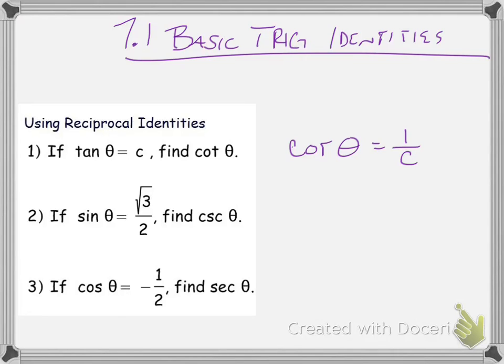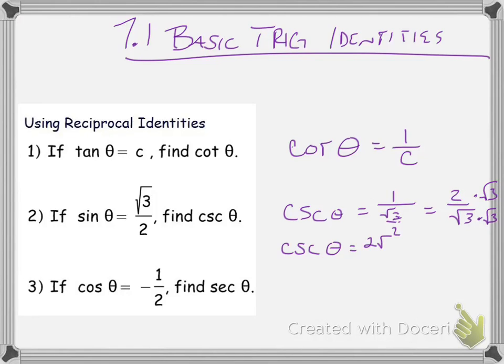If sine of theta is equal to square root of 3 over 2, find cosecant of theta. Cosecant is the reciprocal of sine, so that means cosecant of theta is going to equal 1 over square root of 3 over 2, which is really just going to be 2 over square root of 3. But remember, you have to rationalize the denominator, and I get cosecant of theta is equal to 2 square root of 3 over 3.